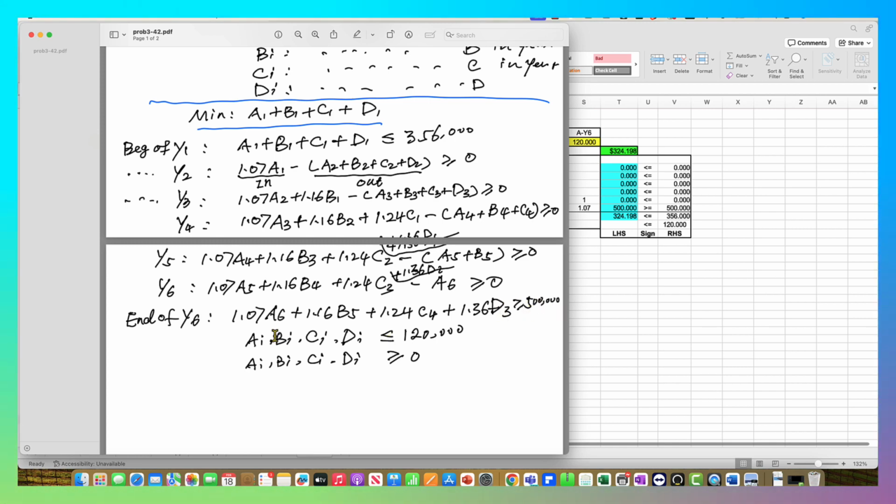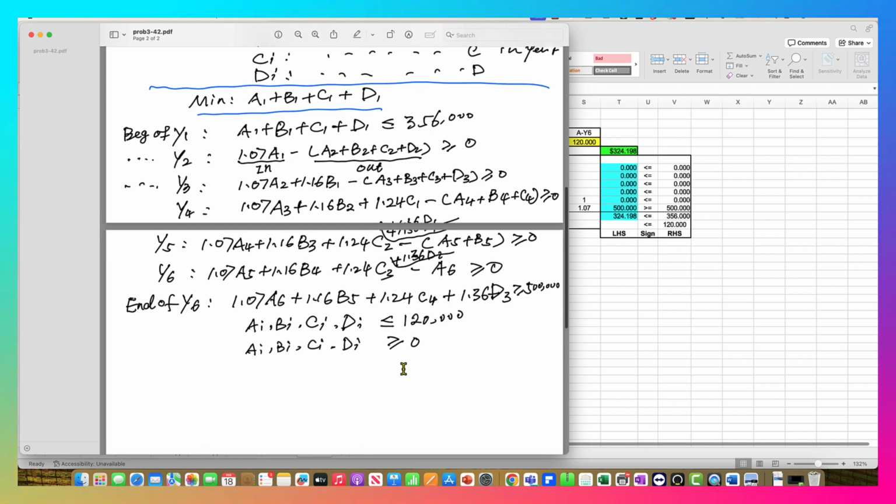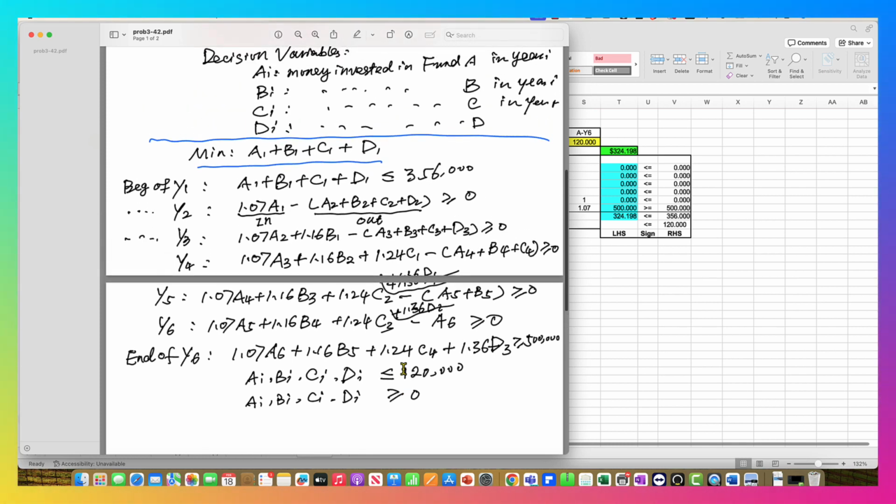She wanted to spread out the investment in each year, so each fund should not have more than 120,000. So that's represented by this constraint. And then another constraint is the non-negative constraint for all decision variables. So that's it, the setup of this problem.